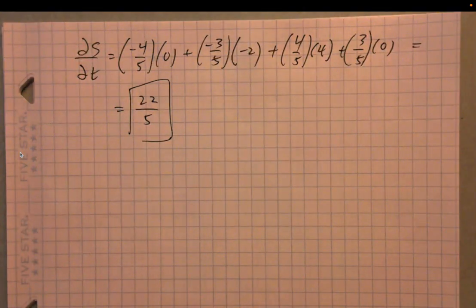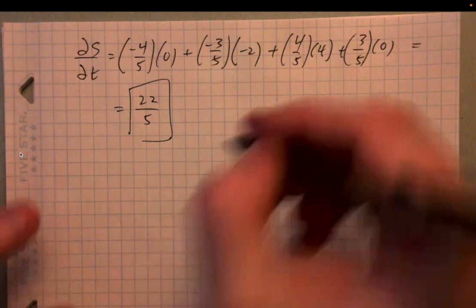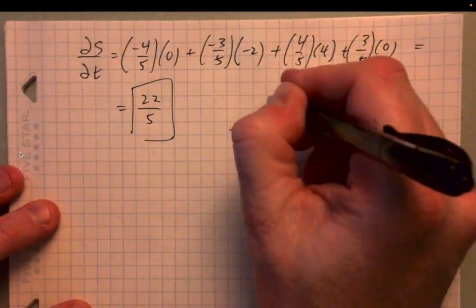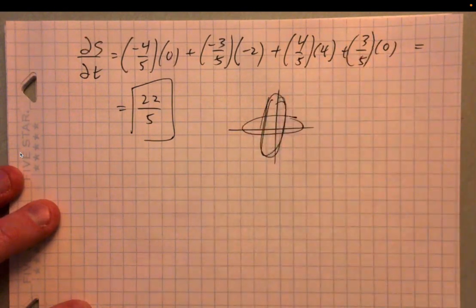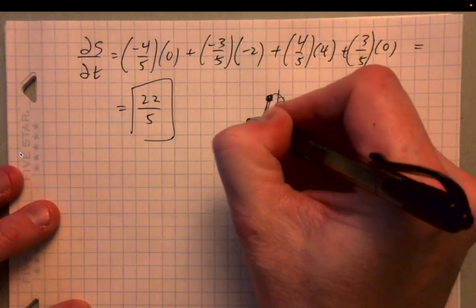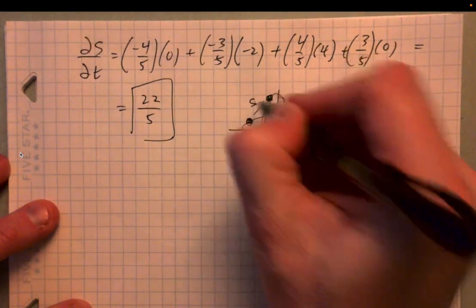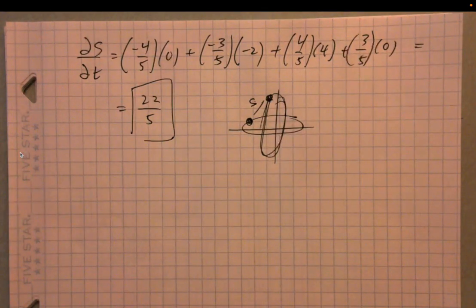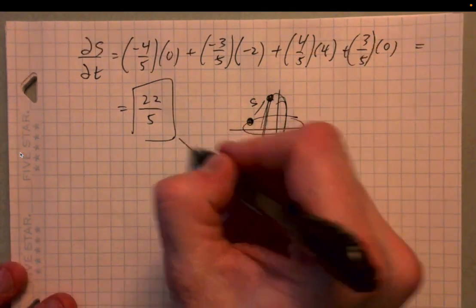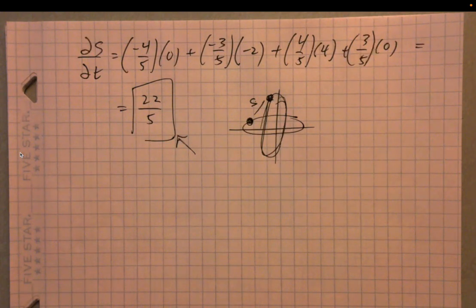So that's the rate of change of the distance between the two particles, right, these particles flying around, zooming around, and there's always going to be some distance s between them, and when t is equal to pi, the rate of change of that distance is 22/5.